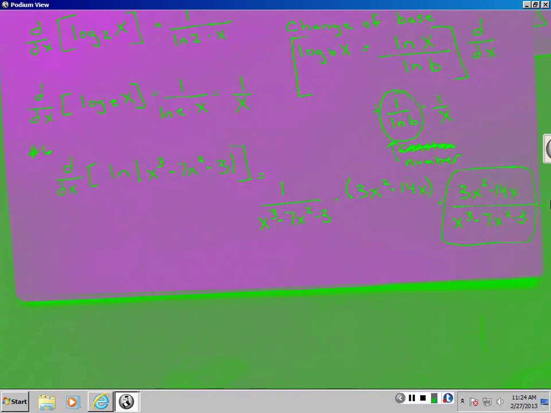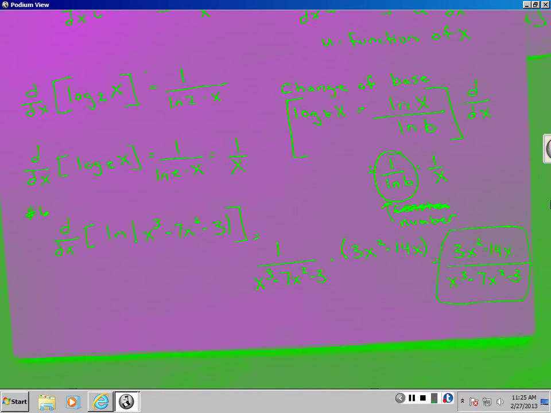I could write that as one expression. This is really ln of u. And the derivative of ln of u is 1 over u times the derivative of u. U is just a function of x. Do you guys see that? The formula for the derivative of ln of something is 1 over that something times the derivative of that something.